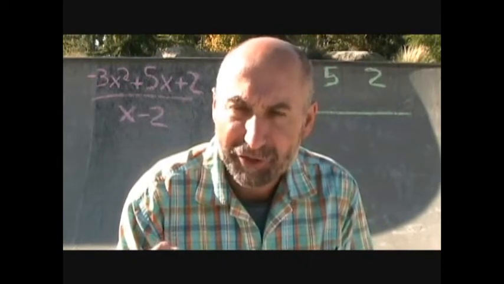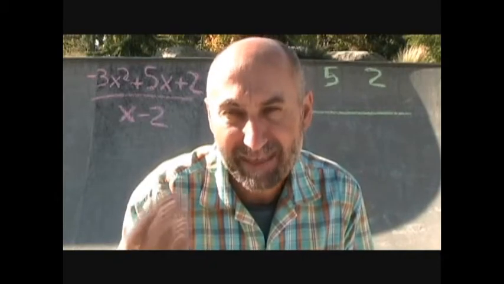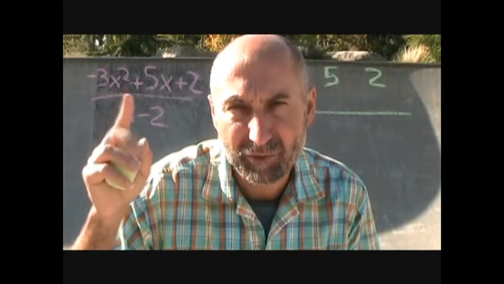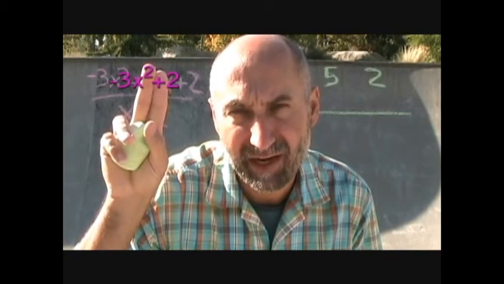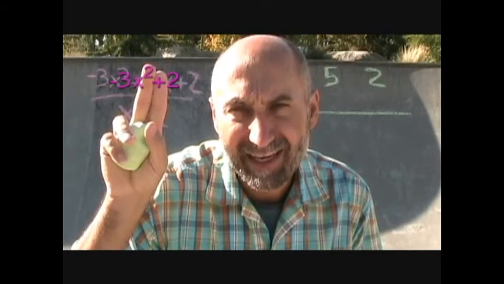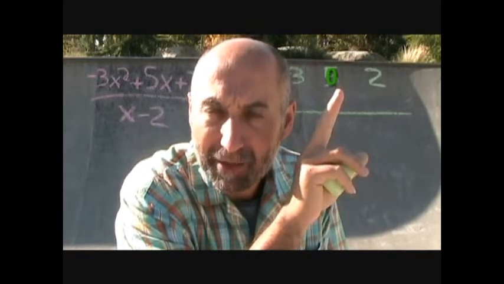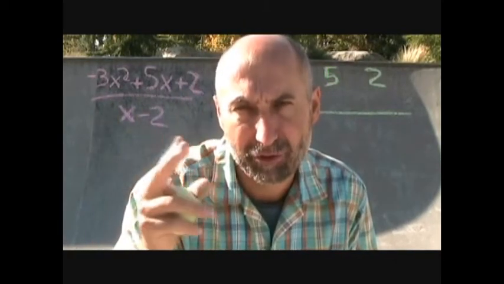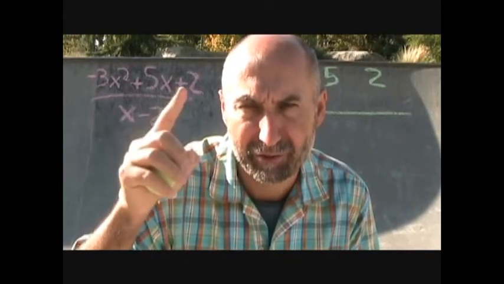For synthetic division, it's really important that you put place markers for any missing x terms. So if this thing here was -3x squared and this 5x was missing, so it was -3x squared plus 5, what you would have to do is put 0x here. So this number here would be 0. You need the place marker for all the missing terms in the polynomial that's your numerator, okay?